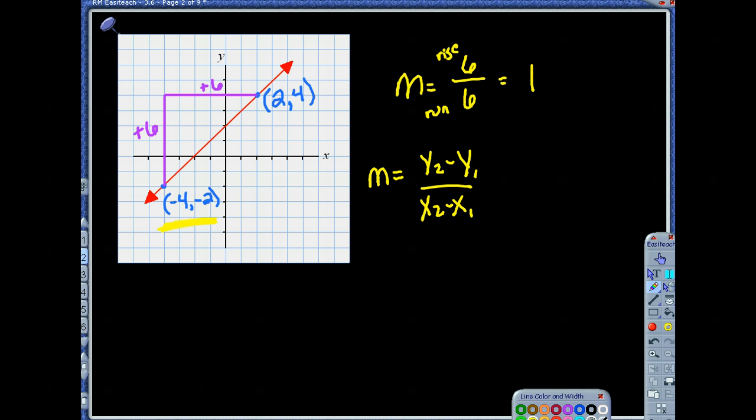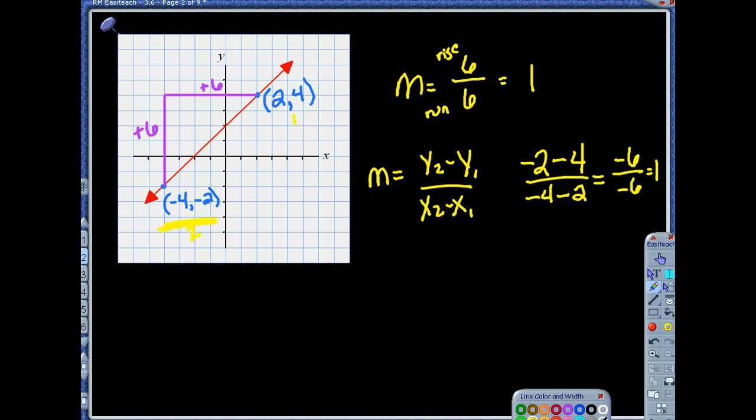So let's say -2 is my y2. I'm going to call this my second ordered pair and this one my first ordered pair, just to keep track. I don't know if you guys can see that in yellow or not. So then y2 is -2 minus my y1, which is 4, over my x2, which is -4, minus my x1, which is 2. If we do that math, we know that with a fraction bar, we do everything on the top and then everything on the bottom first, and then simplify the fraction. -6 over -6 still simplifies to 1, which is what we got when we just counted.